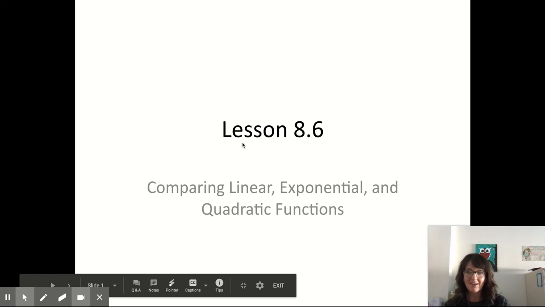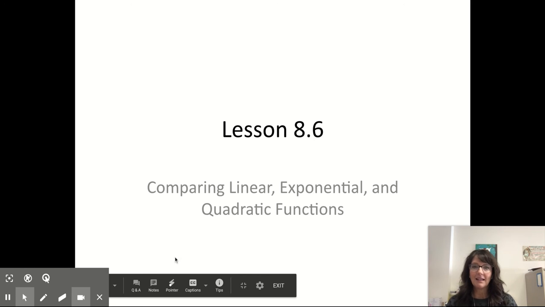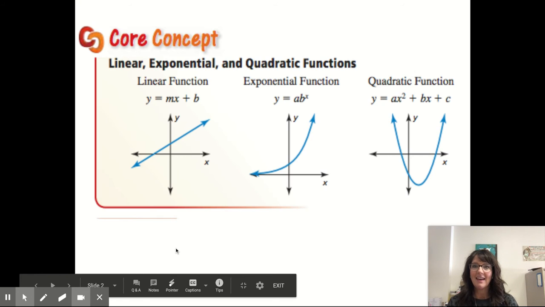All right, here we are. Last lesson in the chapter, lesson 8.6, comparing linear, exponential, and quadratic functions.